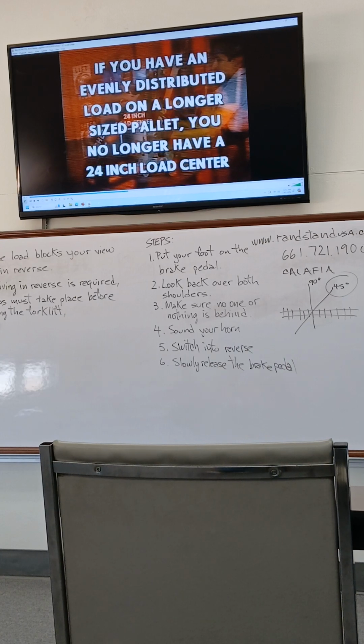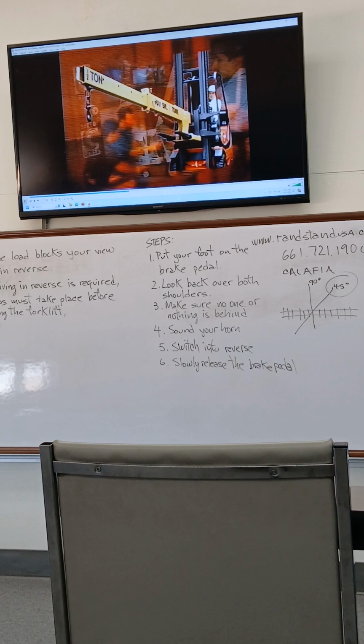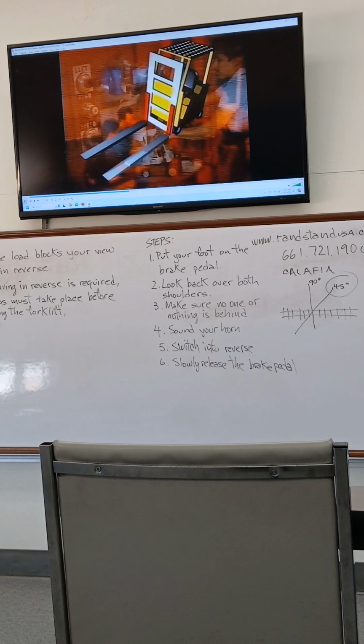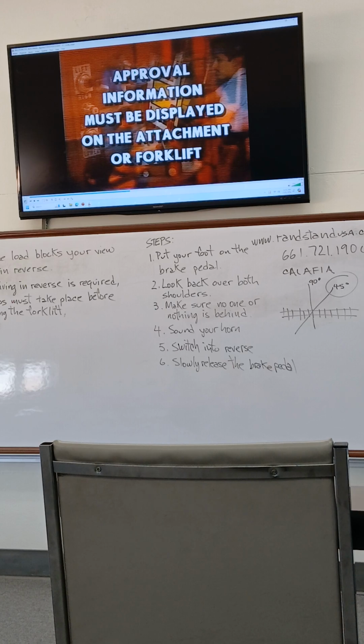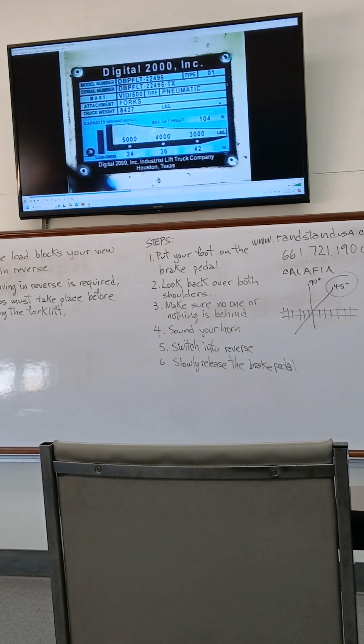If you have an evenly distributed load on a longer sized pallet, you no longer have a 24-inch load center. If you use attachments extending the load center, obviously the lifting capacity of the forklift can be seriously diminished. The forklift manufacturer must approve forklift attachments. This approval information must be displayed on the attachment or forklift for the attachment to be legally used on each specific forklift. Let's go back to the data plate and those 3 different lifting capacities.